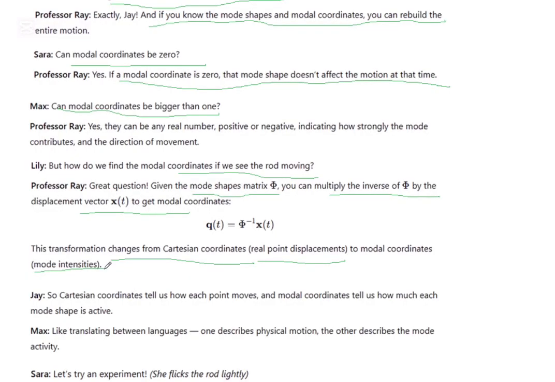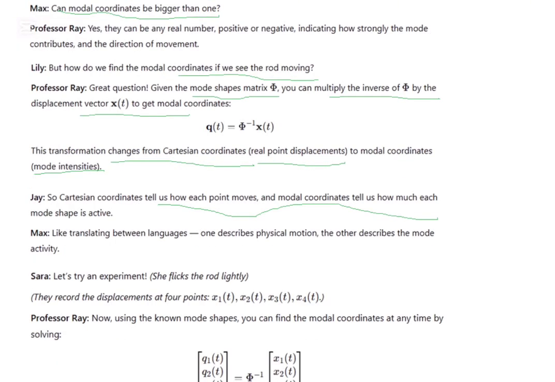So modal coordinates and Cartesian coordinates are entirely two different things. Cartesian coordinates are real point displacements, but there is a relation between the Cartesian and modal coordinates through mode shapes. The modal coordinate says how intense that particular mode is going to be, but the mode shape is a fixed pattern. The Cartesian coordinates tell us how each point moves. The modal coordinates tell us how much each mode shape is active. So there are two different things.